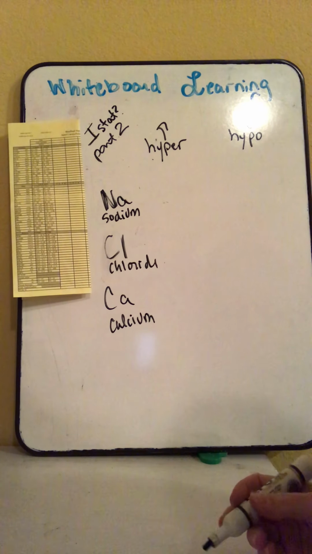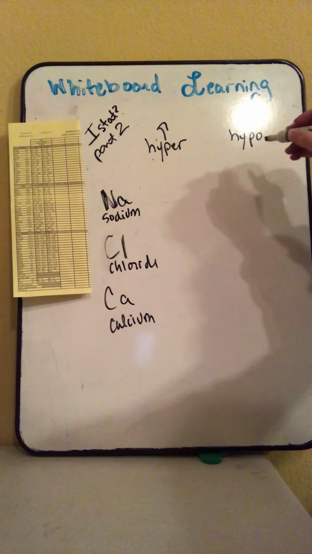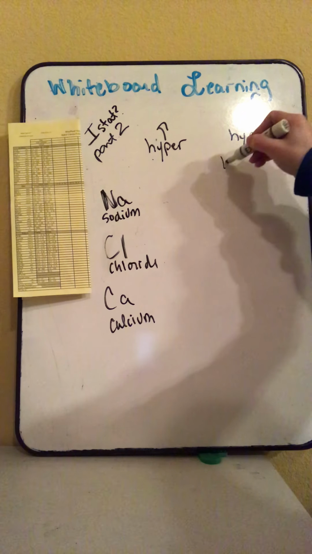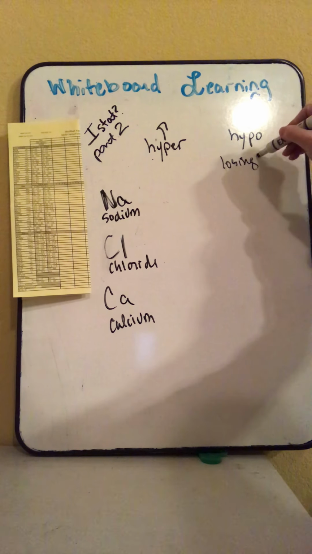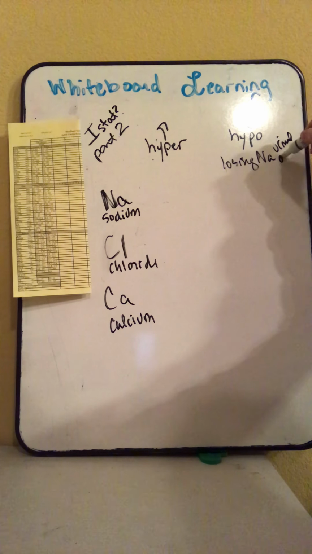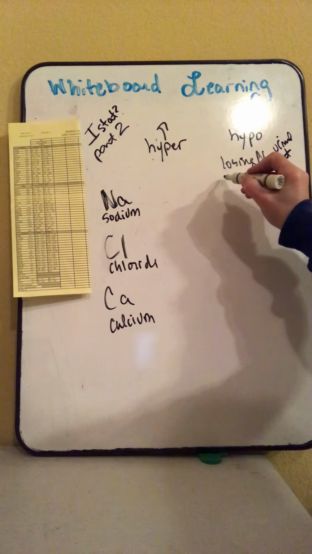Well, let's talk about hyponatremia because it's much more common than hypernatremia. So hyponatremia might be meaning that you're losing sodium in your urine, one place to lose it, or your gut would be another place to lose it. So that could be, let's see, renal failure.